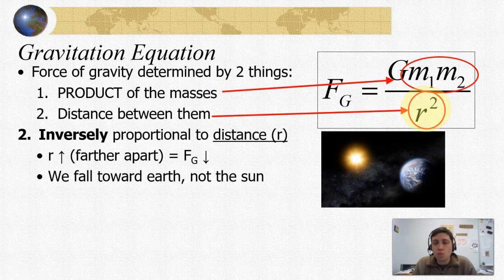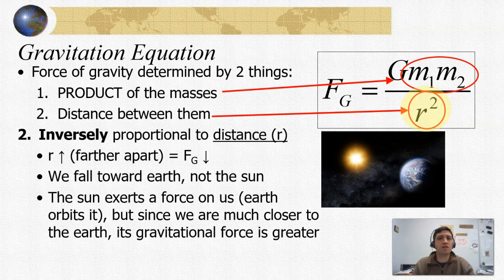Example, we fall toward the Earth, not the sun. When you jump up, if the sun is directly overhead, you aren't immediately sucked toward the sun. Now, the sun does exert a force on you. There is a gravitational pull from the sun, and we know that because the Earth orbits the sun. So there's got to be a gravitational force on us as well. The reason we only experience the gravitational force from the Earth is because we are so much closer to the Earth. That's why its gravitational field is greater for us.